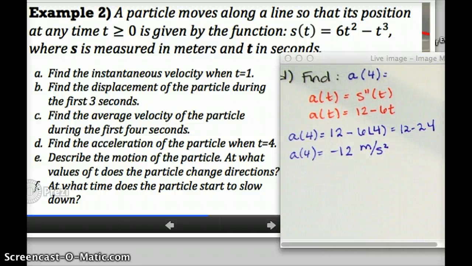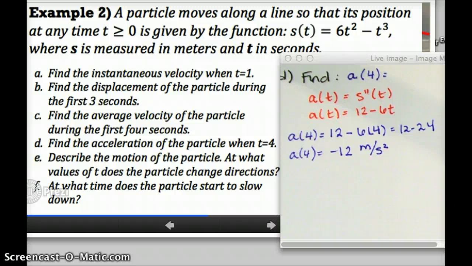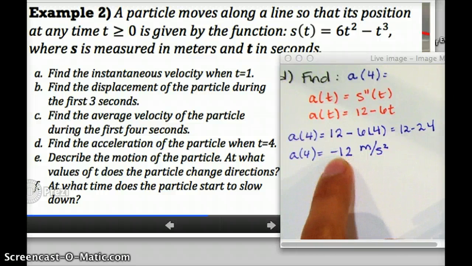Notice also the units. Acceleration units are meters per second squared, or feet per second squared, or whatever is relevant to your problem. But focusing on the negative symbol for a second, thinking about what acceleration means, what does it mean if acceleration is negative? Exactly. It means the velocity is decreasing. In other words, the thing is slowing down. And that's what that negative 12 indicates.